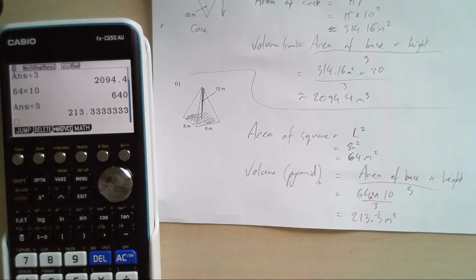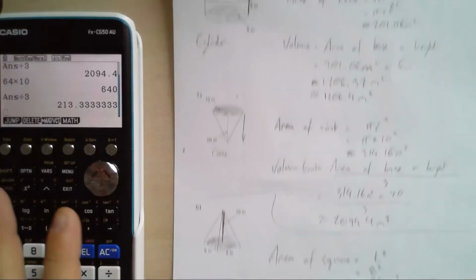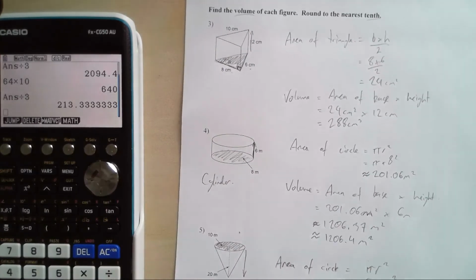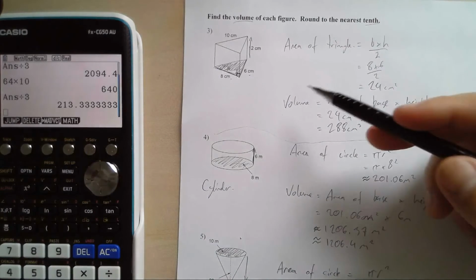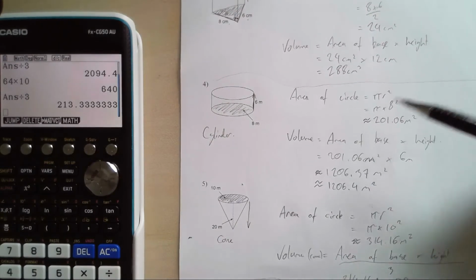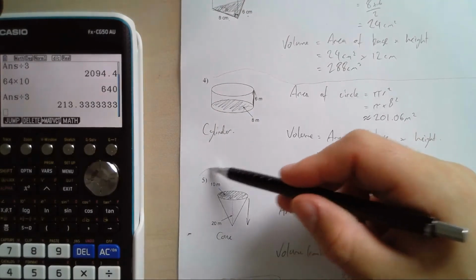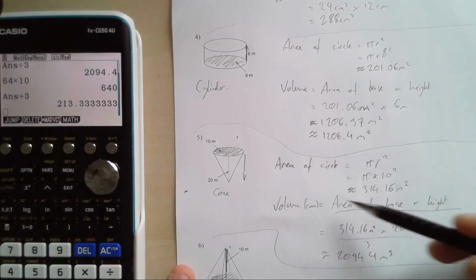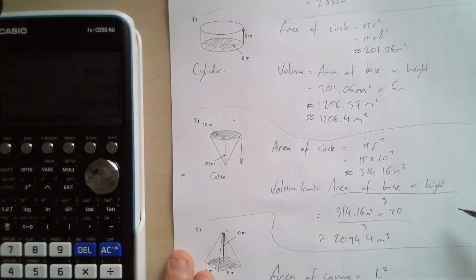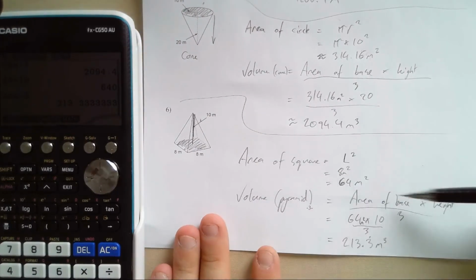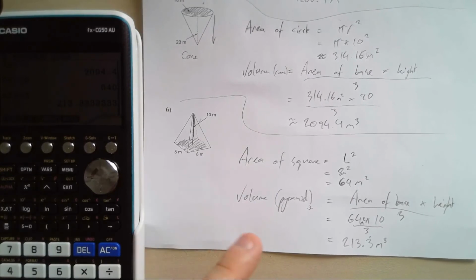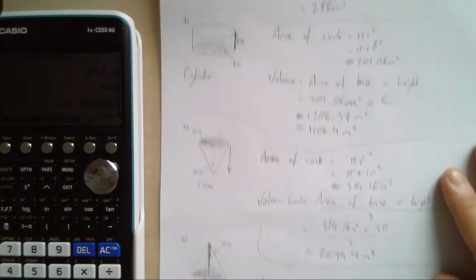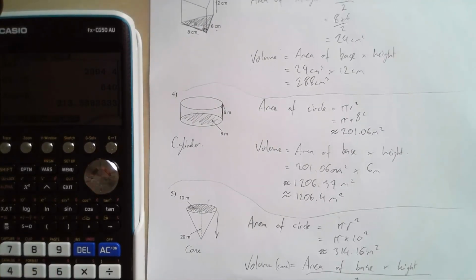Okay, so that is finding out the volume of a triangular prism, a cylinder, a cone, and a square-based pyramid. Triangular ones are a bit trickier. Okay, that's it.